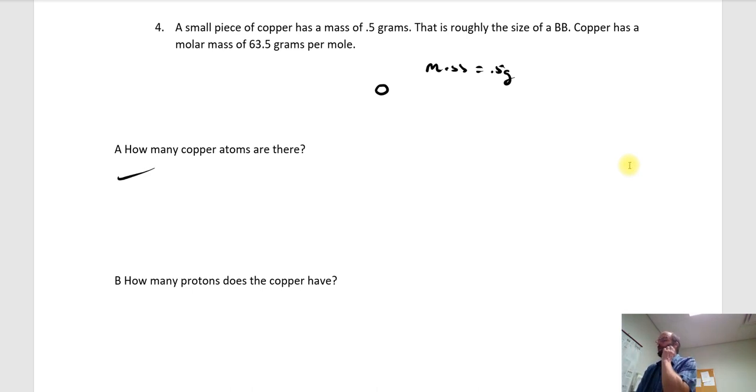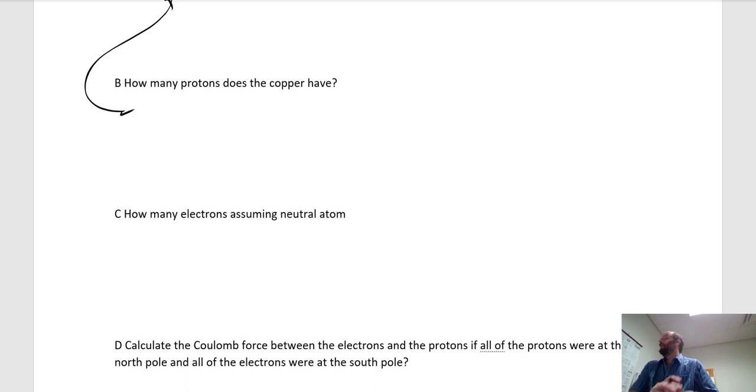Now, each atom of copper has a certain number of protons. You're going to get that by looking for the atomic number of copper. I don't remember what that is off the top of my head, but you're going to look up the atomic number of copper. And then if you take the atomic number, that's the number of protons in the nucleus, times the number of atoms, you would then have the total number of protons. Okay, how many electrons, assuming a neutral atom? That's kind of a conceptual question, and you've got the answer to B. Effectively, you should know what the answer to C is.